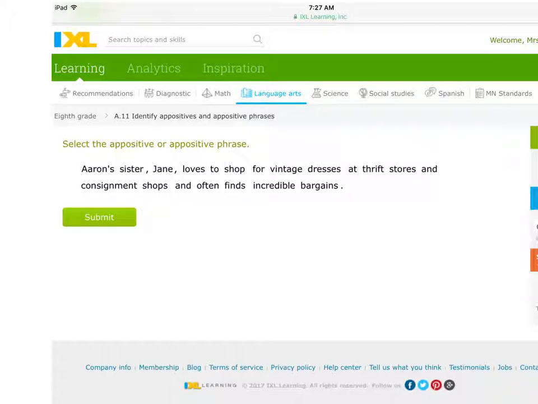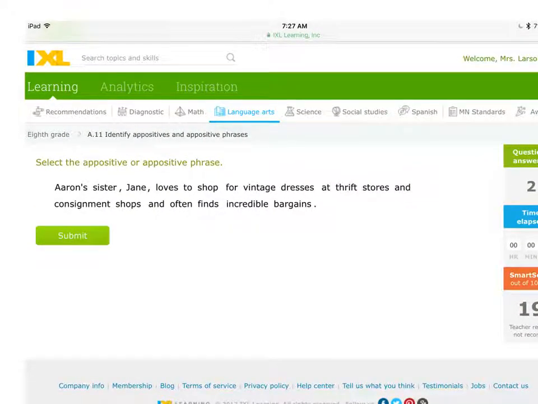Okay, just in case you need a couple more examples, Erin's sister, Jane, loves to shop for vintage dresses at thrift stores and consignment shops and often finds incredible bargains. Let's look for a noun describing another noun. Jane is a noun, and it's describing sister. So that's my non-essential appositive, which is why it's surrounded by commas. The reason that you can do that with that name, Erin's sister, Jane, is that there's only one sister. If you had two sisters, we wouldn't have been able to surround it with commas because you would have needed to know which one it was. So that's how it works.